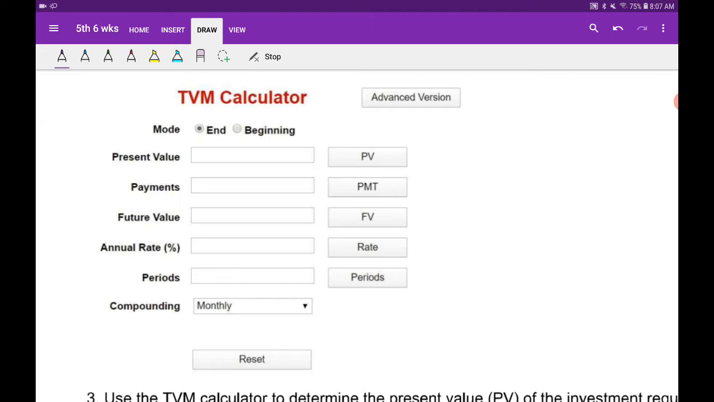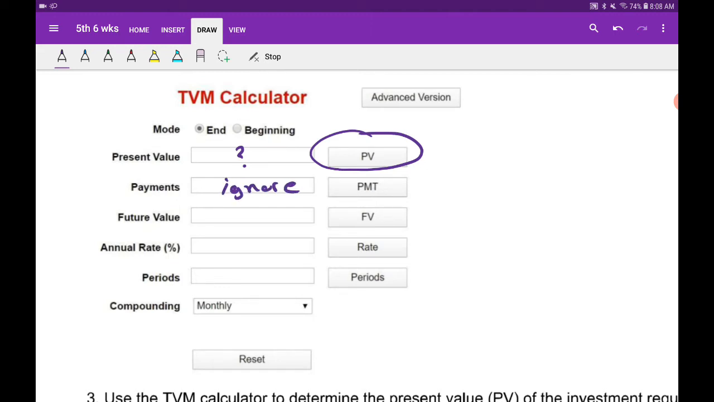All right, so our present value, we don't know what that is. All right, so this we don't know. This is the button we're going to press when we're done filling out the rest of it. Okay, the payments one I'm going to ignore.